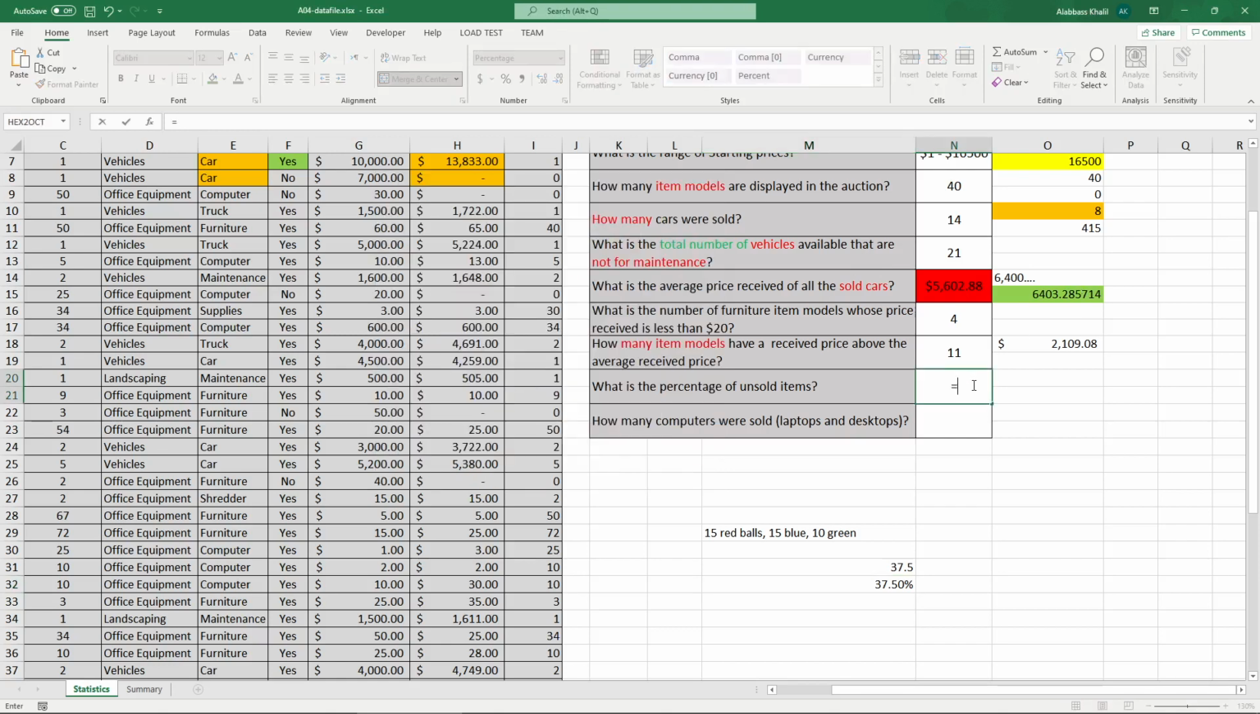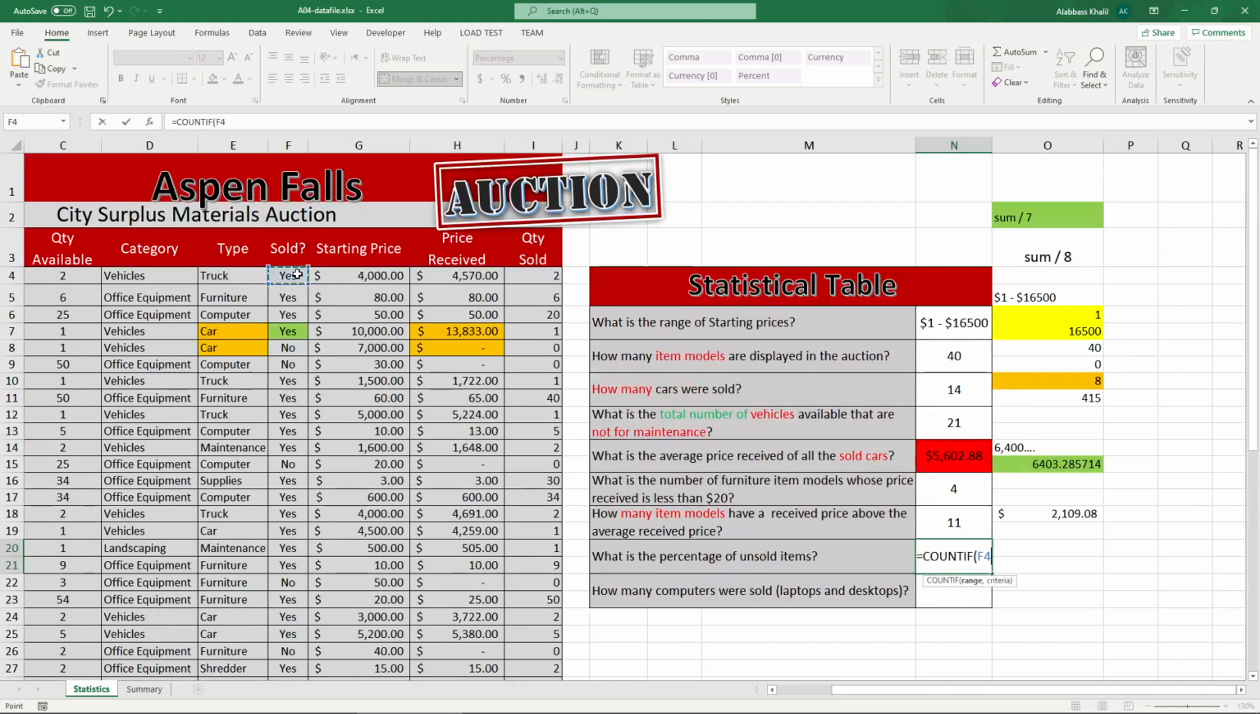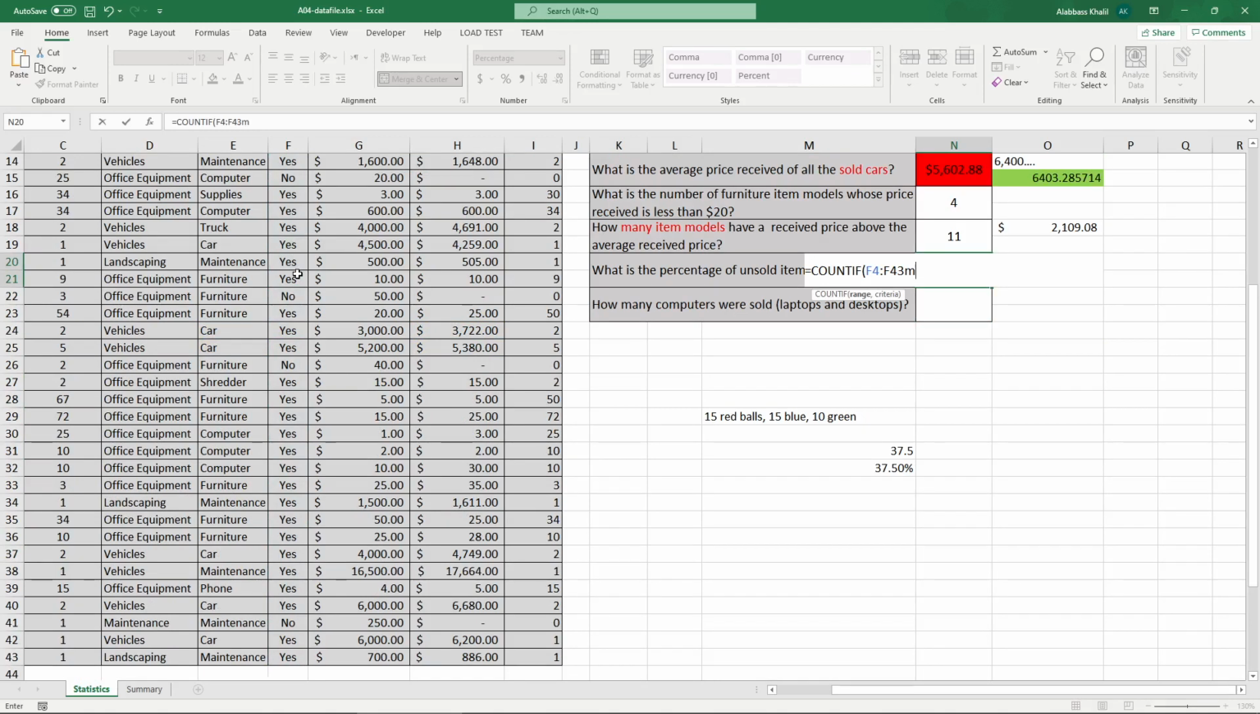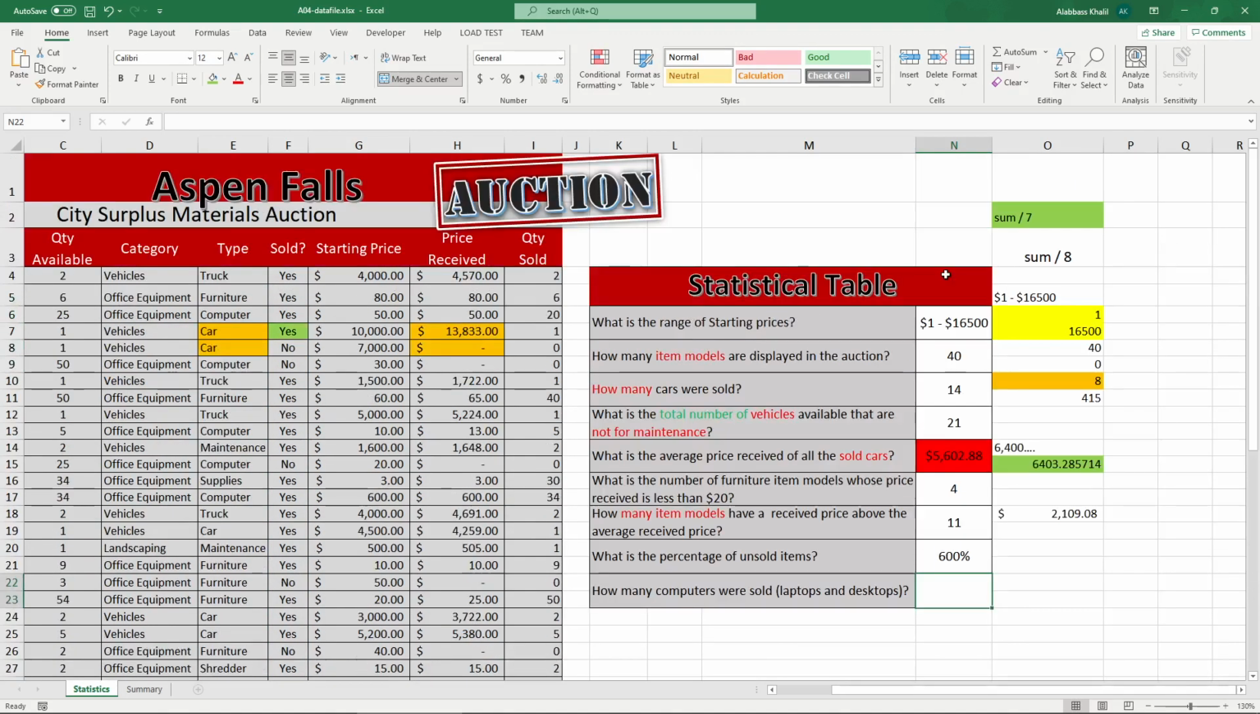So equals, what's the total of what I care about? The unsold items. So I'll count how many unsold items I have. So COUNTIF here, I'll only count you if you're no. Ignore the 600%. So I got 6 unsold basically. So remember, I gave it 6, it multiplied by 100 on itself and I got 600%. So I have 6 no's.